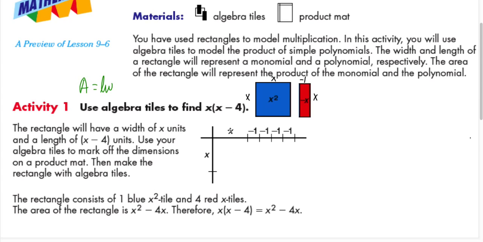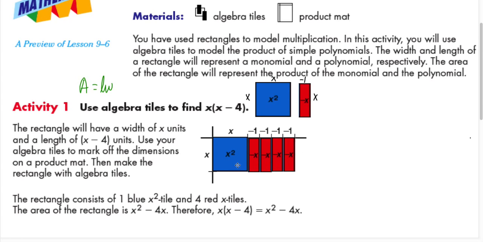First, we know that x times x will give you an x squared tile, and that's where we put it, right there. And we know that x times negative 1 will give you an x tile, which is this one. Another x times negative 1, another x tile right there, and x times negative 1 right there. So we have formed a rectangle. If I do this properly, this should look like a rectangle. There you go, it looks like a rectangle.